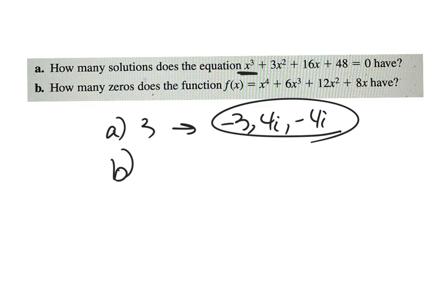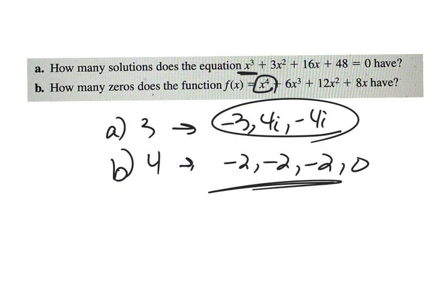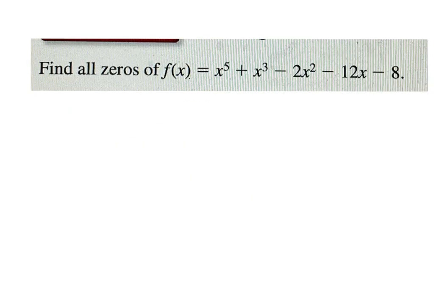Part B, how many zeros does it have? Now remember, zeros really are solutions as well. Because the degree is 4, it has 4 solutions. I went ahead and solved this one too. Look what they are. It's crazy. The solutions are -2, -2, -2, and 0. But even though the -2's repeat 3 times, they count as 3 different solutions.